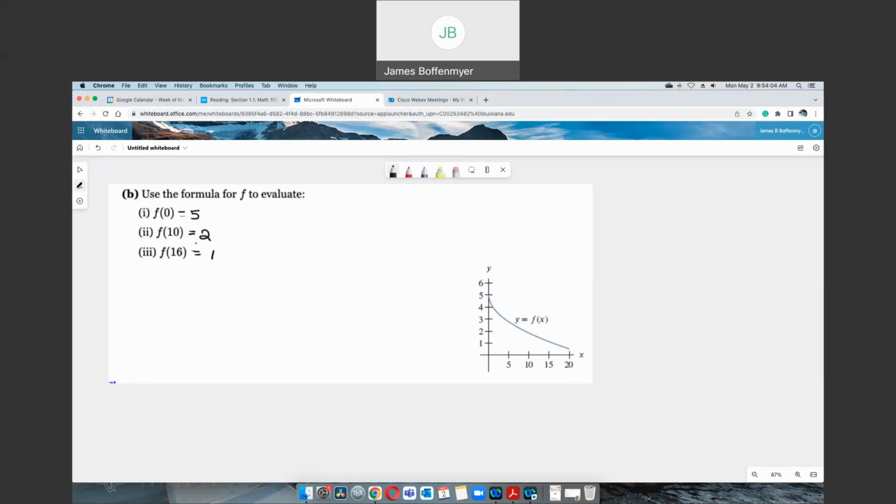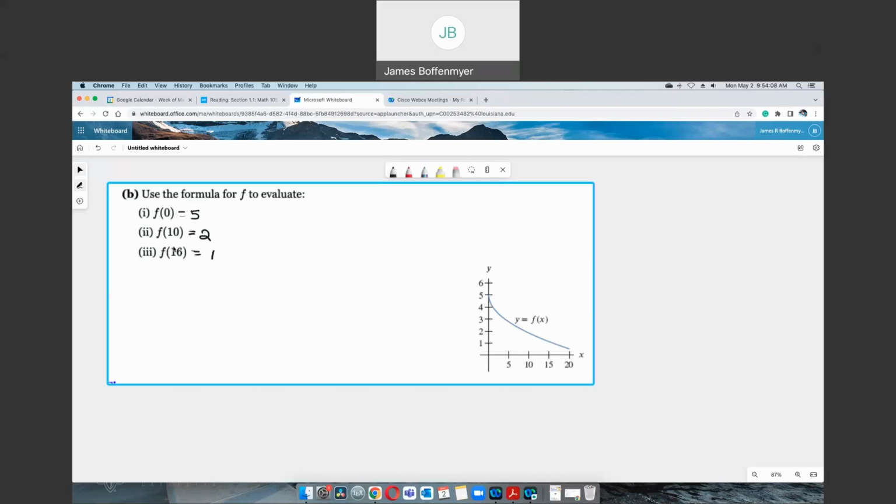So literally you just have to look from the inside out. This tells you where to start, so your x values are always where you start, and then you look to see where your blue line is at. That's where you figure out where your y value is.